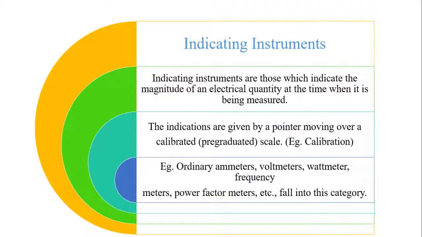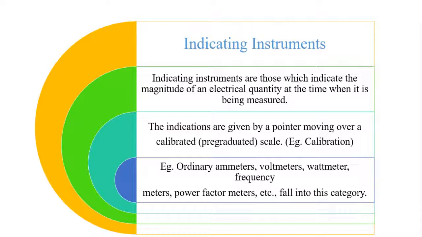Moving further, the indicating instrument. Indicating instruments are those which indicate the magnitude of the electrical quantity at the time when it is being measured, for example, a wattmeter. The indication is given by a pointer moving over a calibrated, that is pre-graduated, scale. For example, the calibration of the wattmeter. That's what we have done.